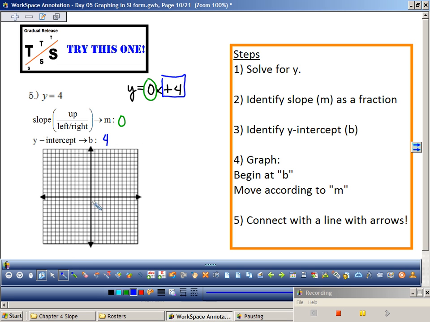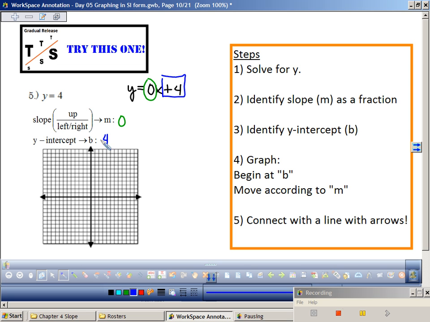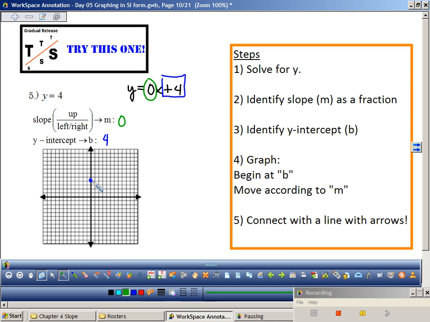So I'm going to begin where, Aaron? Where am I going to begin? I'm going to begin at my b. So what do I have for b? 4. So we're going to shift up, or translate up, 1, 2, 3, 4. And where am I going to move? Andrew, where am I going to move?